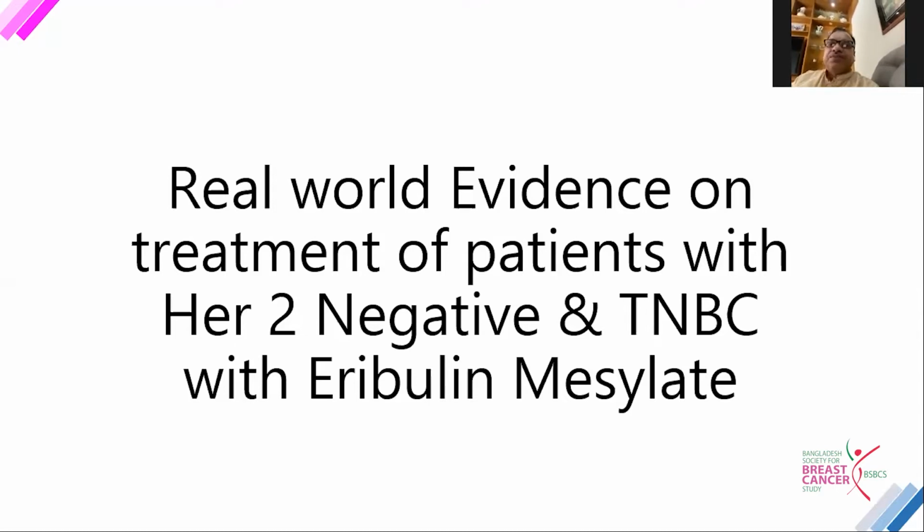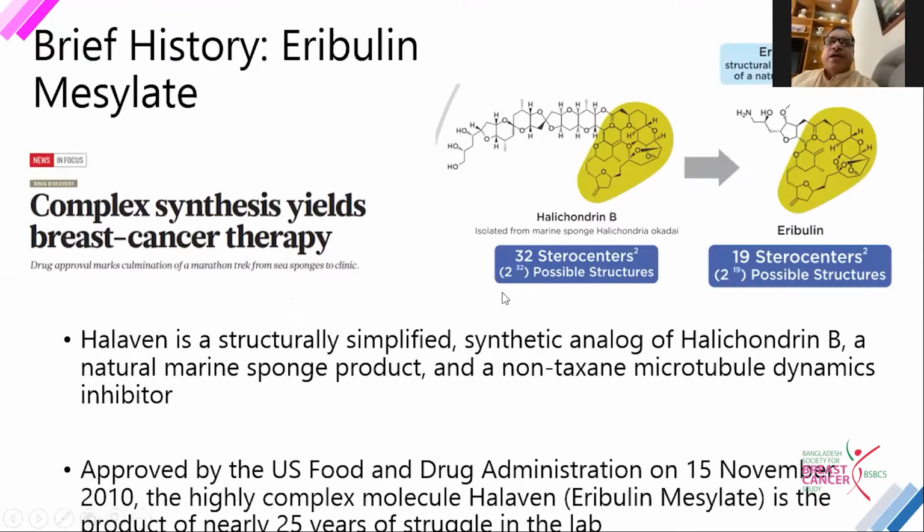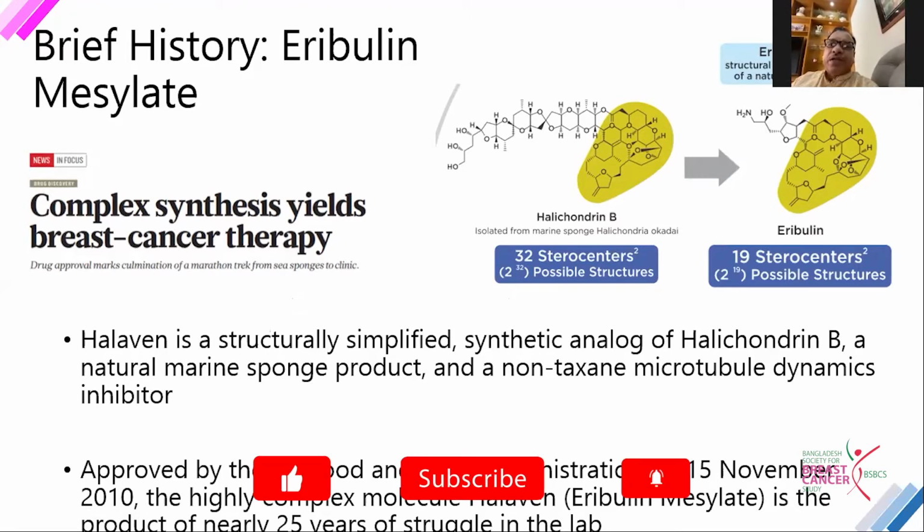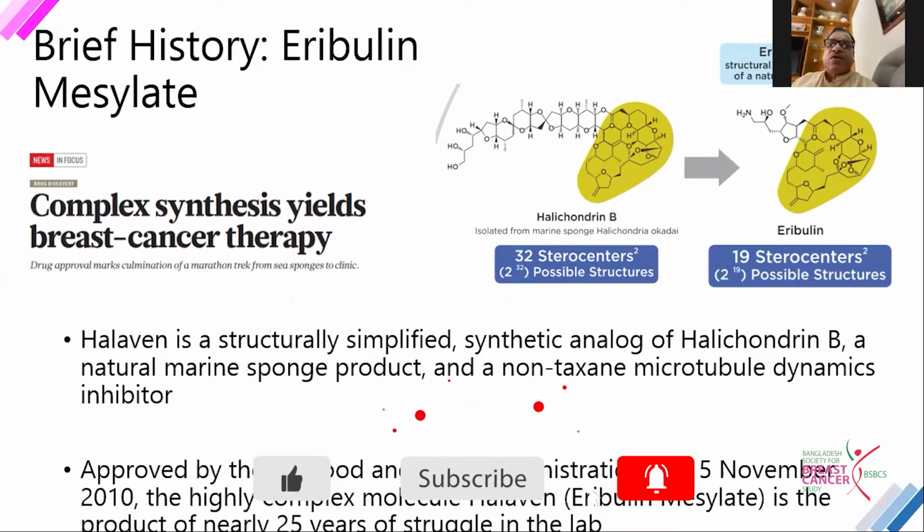Next slide, please. If you look at the history of Eribulin Mesylate, the brand name is Halaven. Halaven is a structurally simplified synthetic analog of halichondrin B. This halichondrin B is a natural marine sponge product. Halaven is a non-taxane microtubule dynamics inhibitor.